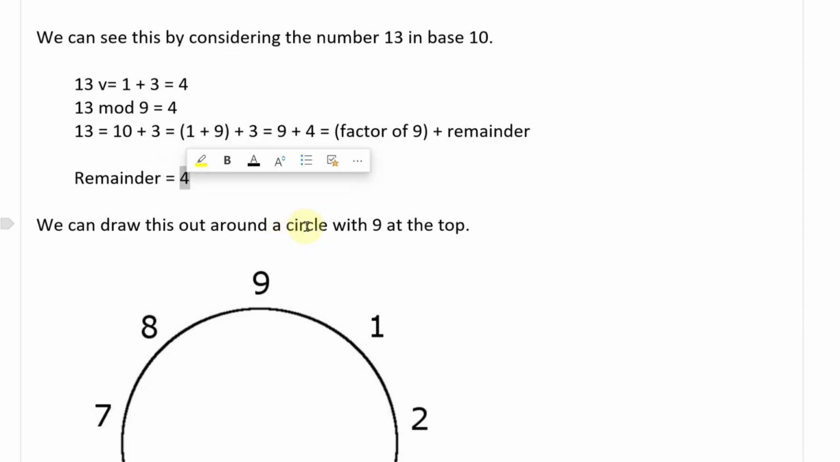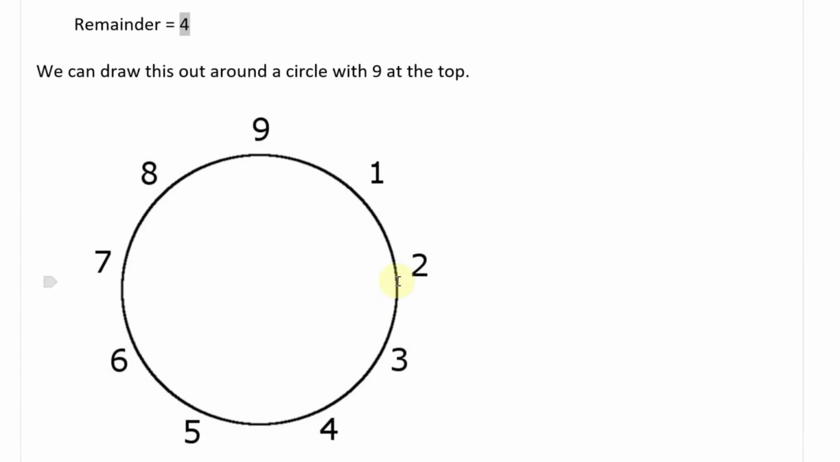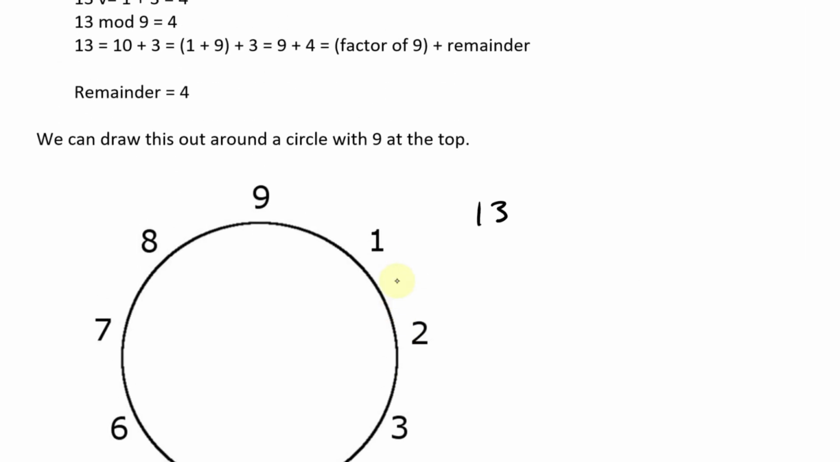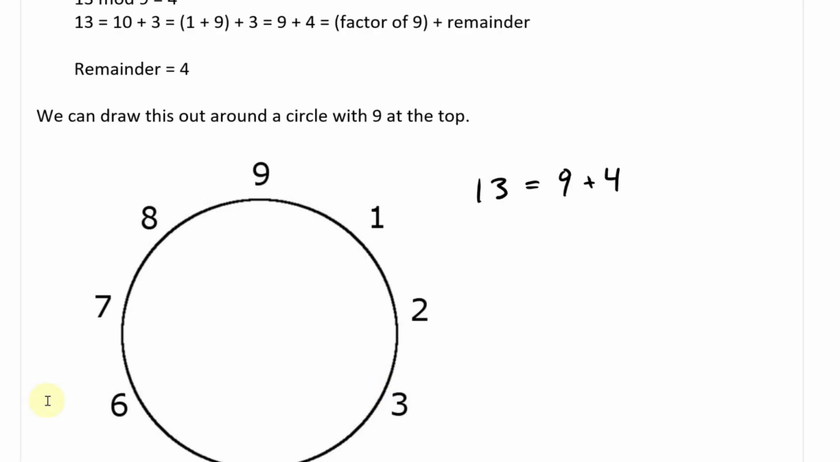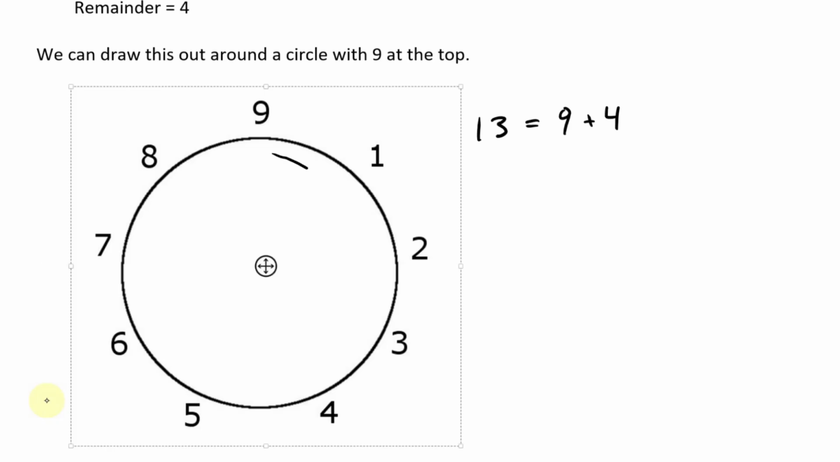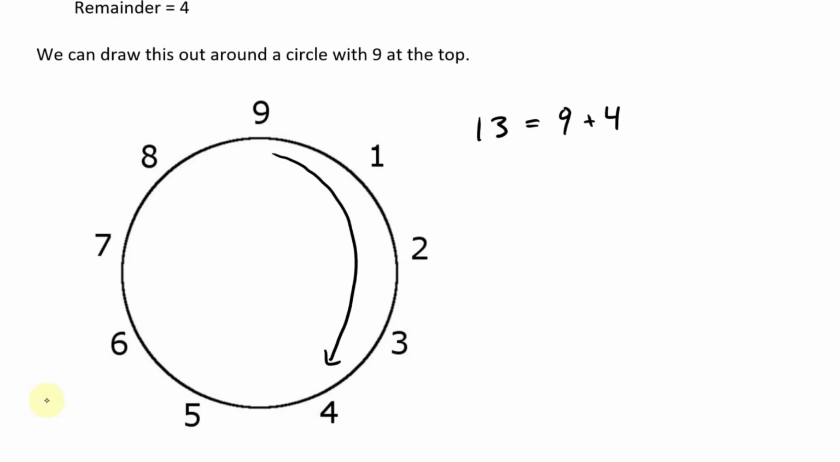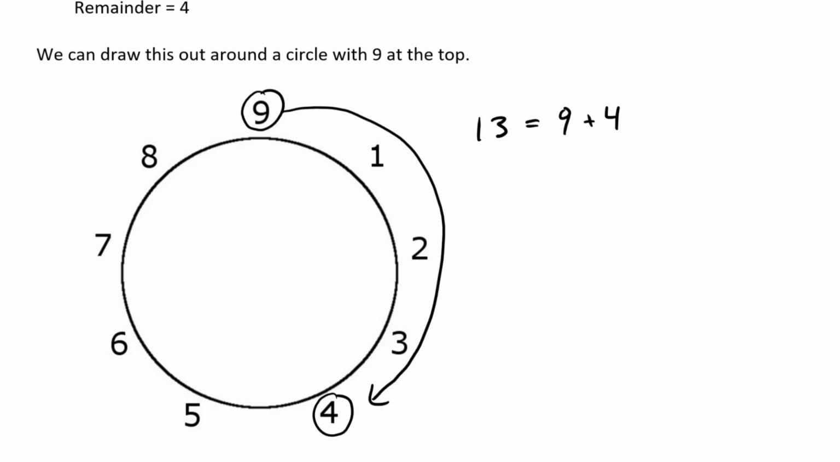We can wrap this around a circle, and draw this out around a circle with 9 at the top. So the number 13 equals 9 plus 4. You can just start at the 9 and go to the 4. From the 9, it goes all the way to the 4. This is plus 4, and we get to the 4.